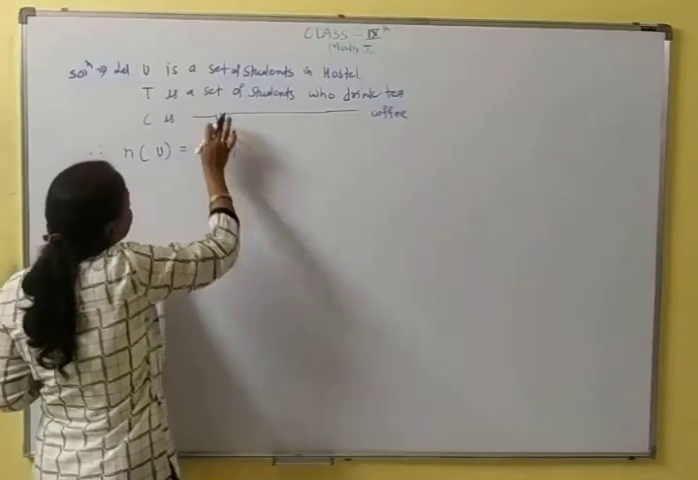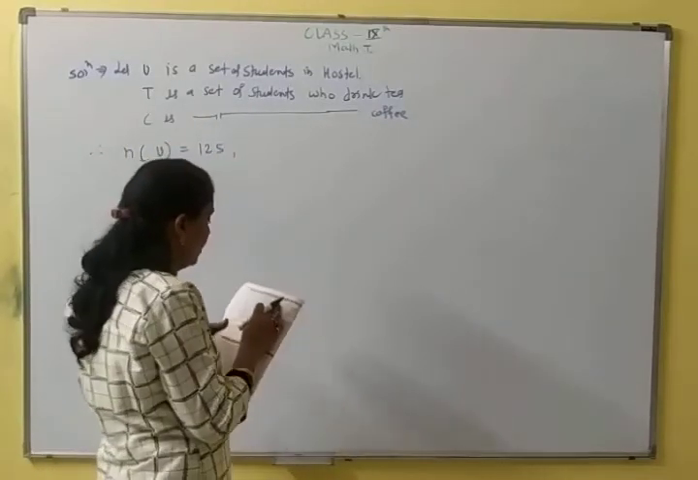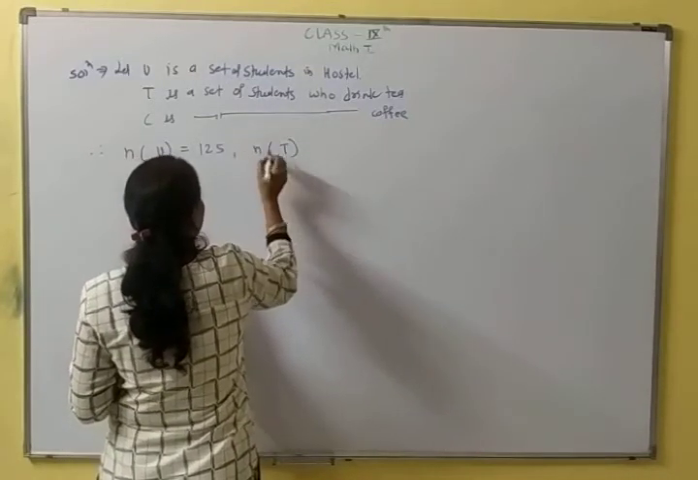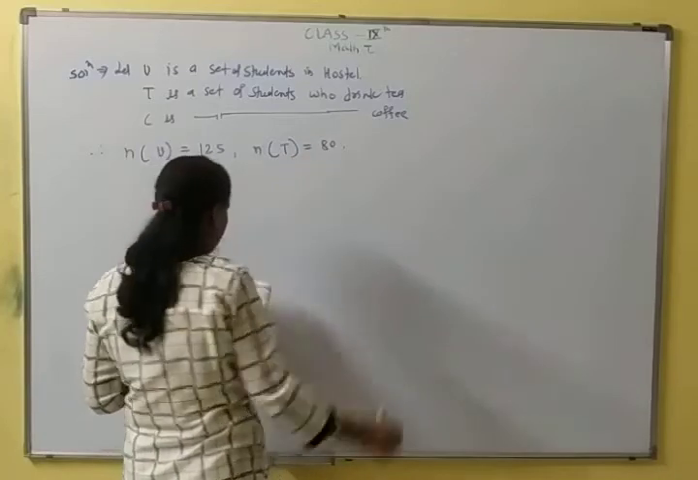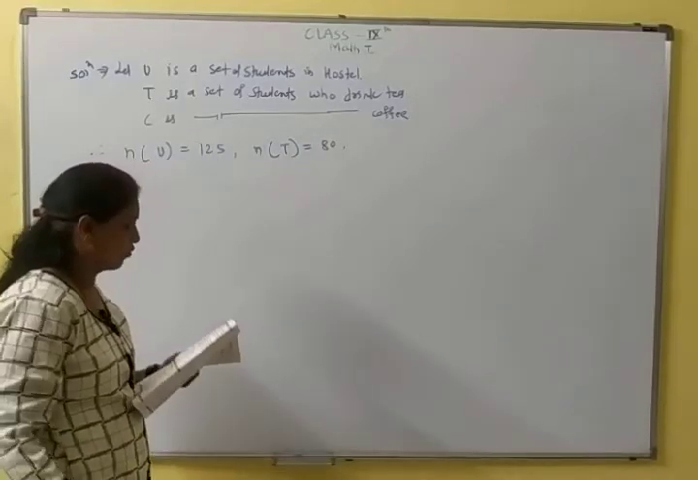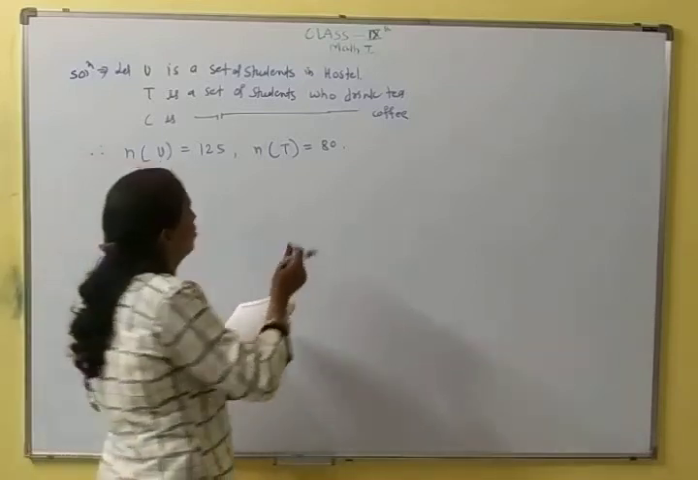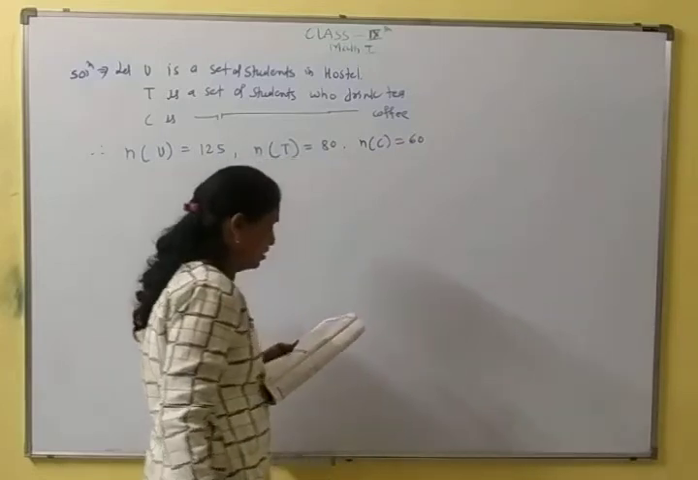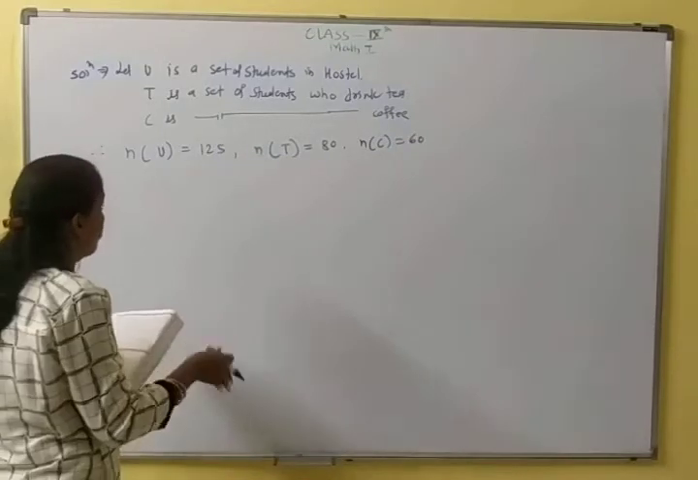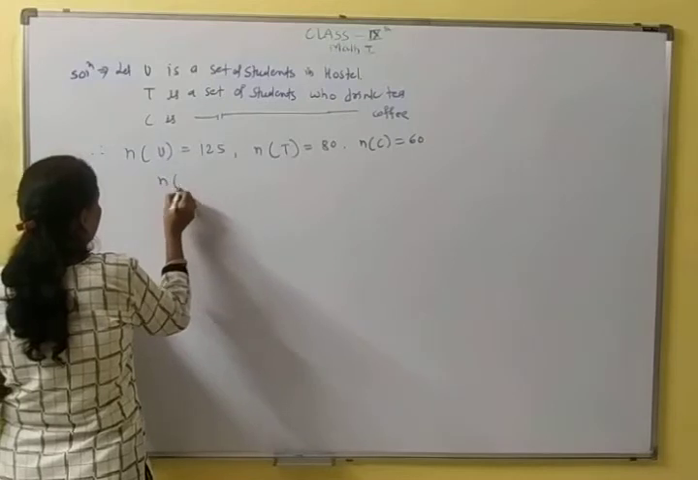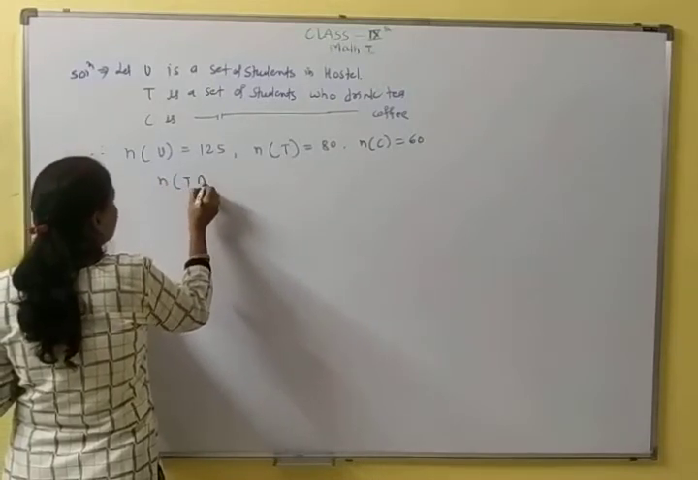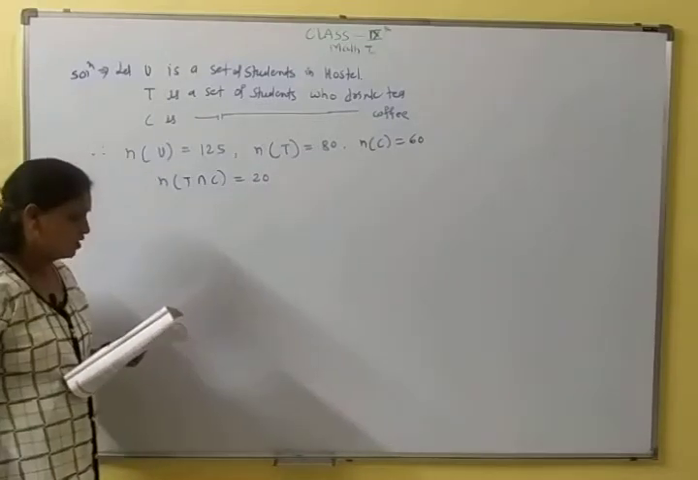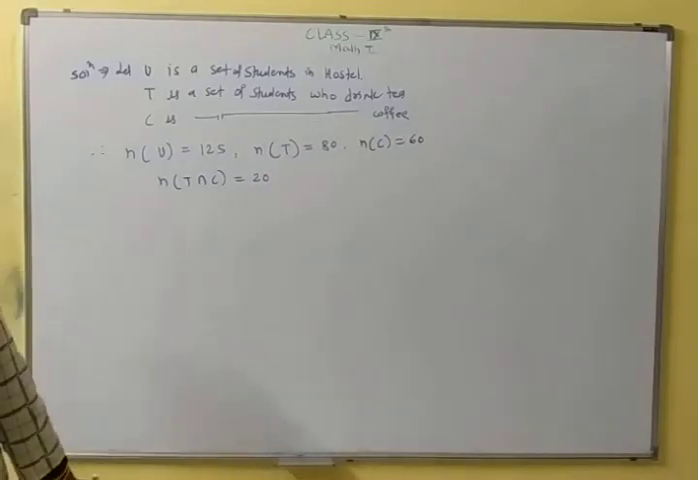Then T is the set of students who drink tea. 80 drink tea, means n of T equal to 80. Then 60 drink coffee, then n of C equal to 60. And 20 drink tea and coffee both. Both means intersection. Therefore n of T intersection C equal to 20. Find the number of students who do not drink tea or coffee.